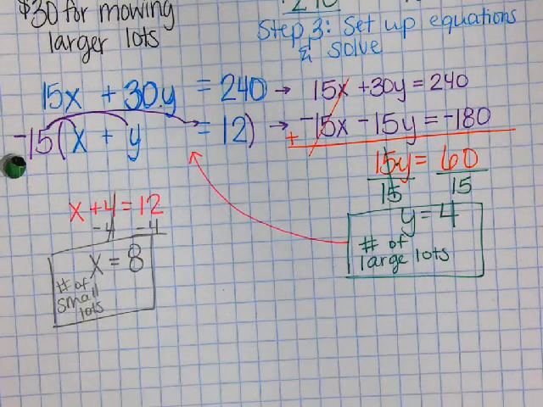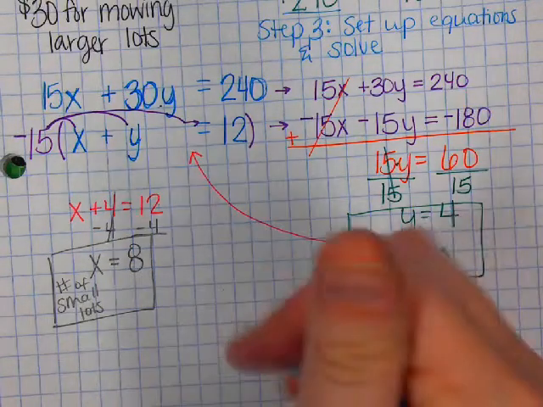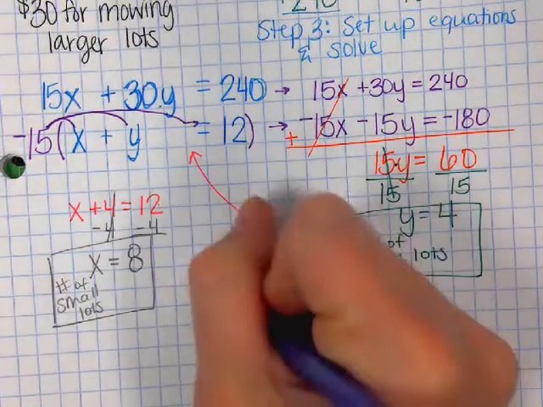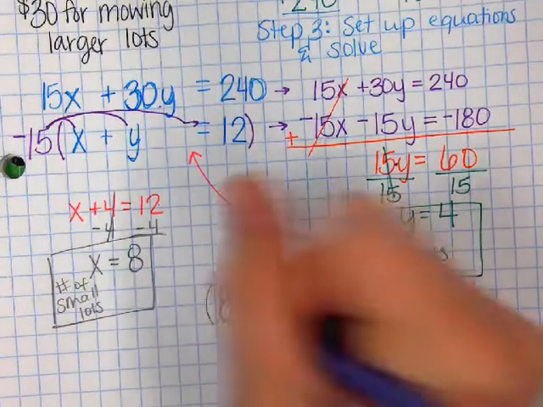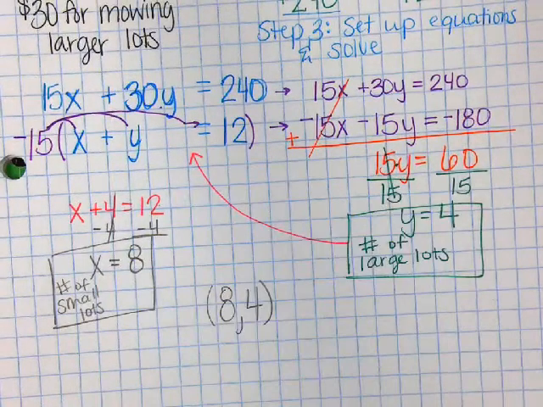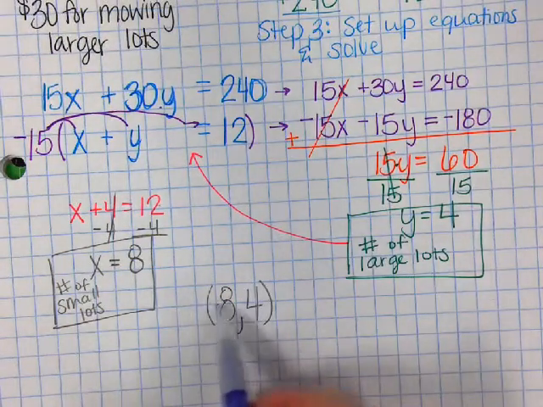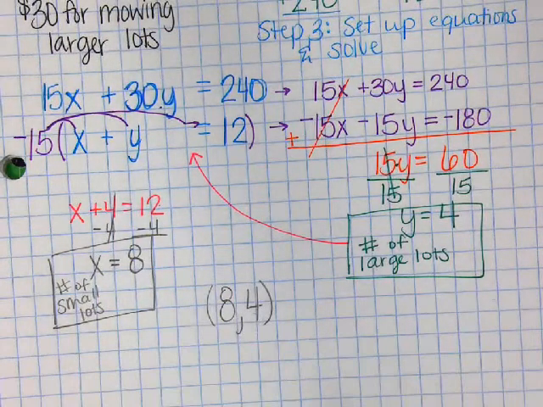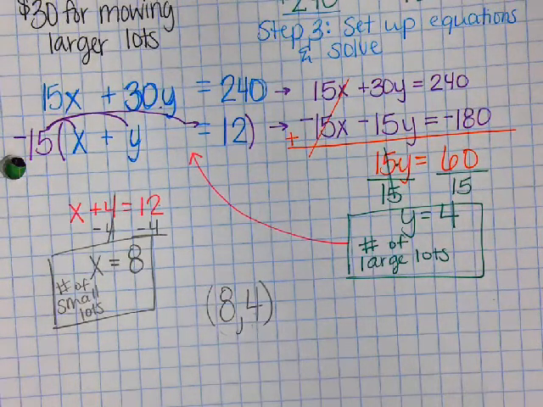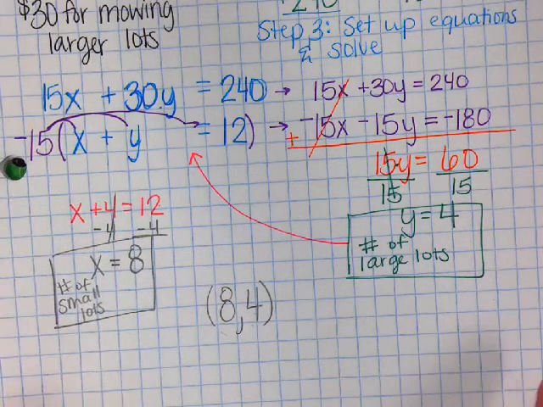Depending on how the question asks, you may have to write your answer as a coordinate, 8, 4, if it said smaller lots than larger lots, or if it said larger than smaller, it would be the other way.